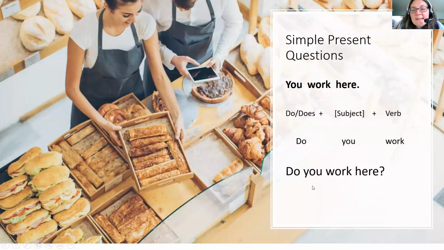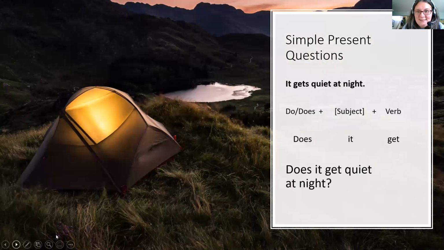Okay, the statement is you work here, but we want to ask a question about it instead of a statement. So let's take a look at our subject first. What's our subject? You, correct. And you takes do or does? Do, very good. You do. Okay, so we want to swap that. Now we start with do, and then you, and then we put our verb. What's the verb in our sentence? Work, correct. Do you work? And then we just finish our sentence with the remainder. We put the rest of our sentence at the end. Do you work here? All right, this is getting easy, right?